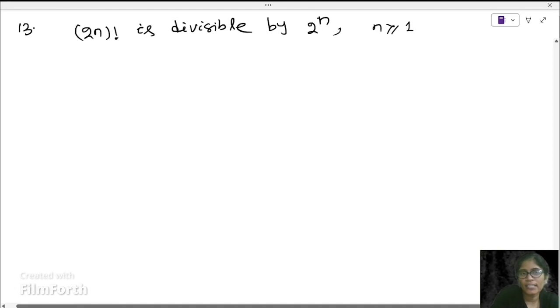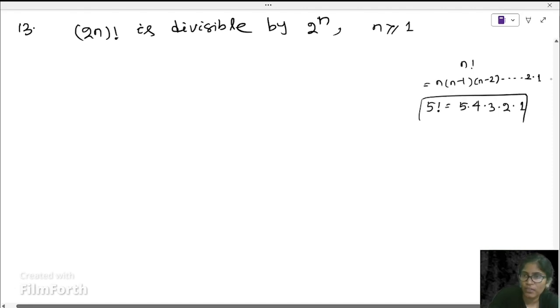Similarly, same process, but first we have to know what a factorial is. n factorial means n into n minus 1 into n minus 2, and so on, up to 2 into 1. 5 factorial is, putting 5 in place of n, 5 into 5 minus 1, 4, into 5 minus 2, 3, into 5 minus 3, 2, into 1. This equals the factorial. Got it?